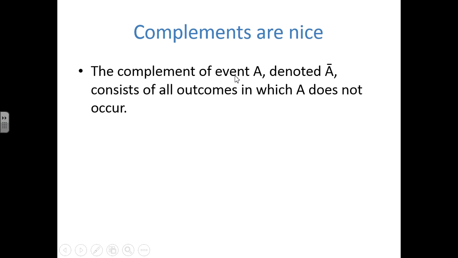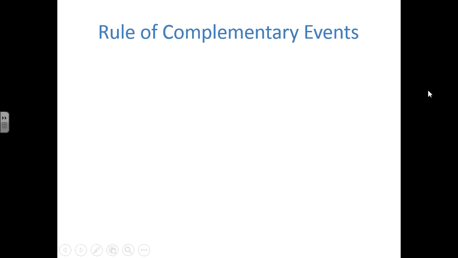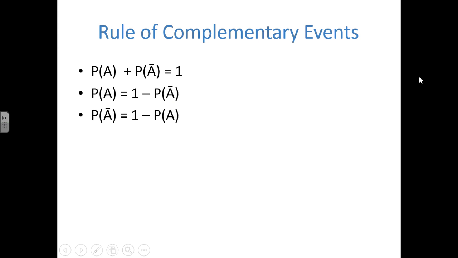Complements are nice. The complement of an event A, denoted A bar, consists of all outcomes in which A does not occur. The probability of A complement is equal to 1 minus the probability of A. So the rule of complementary events is the probability of A plus the probability of A complement is certain to occur, because either A occurred or A did not occur. So one of those two is certain to occur. When you add those probabilities, they must sum to 1, which means we can find the probability of A if we know the probability of A complement, because it would be 1 minus the probability of A complement, and vice versa.